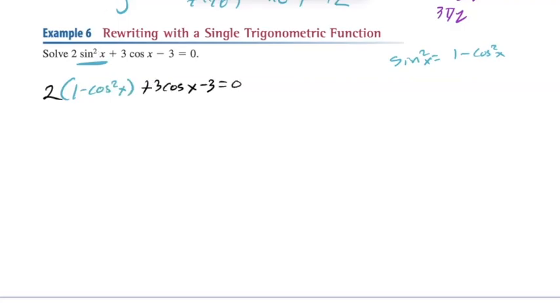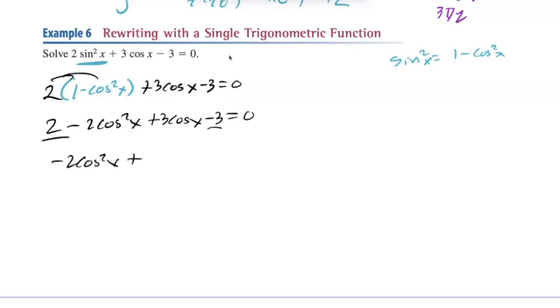Also, if you look at it, there is no domain. We're going to do a general solution. We're going to add 2 pi n to everything. Anyway, let's distribute. You get 2 minus 2 cosine squared x plus 3 cosine x minus 3 equals 0. Add like terms. Negative 2 cosine squared x plus 3 cosine x minus 1 equals 0.